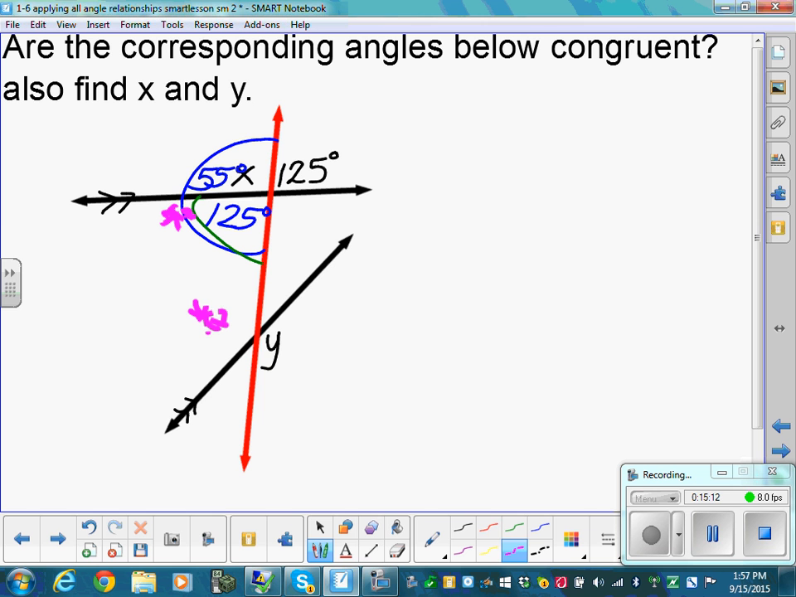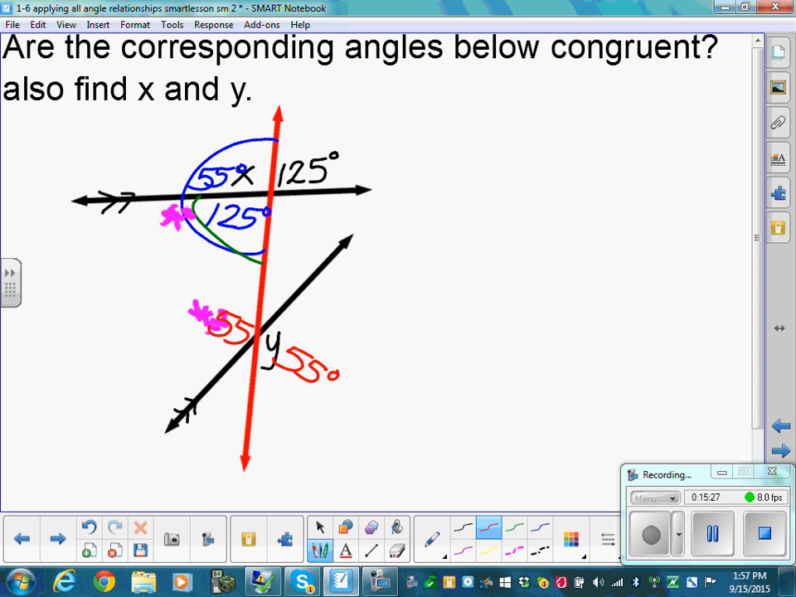So first, 180 minus 125 is 55. Therefore, what is this? That's a vertical angle, so that's 55. And this is the vertical angle, so this is 55. Now you did it different, didn't you? And that was great. What did you do?